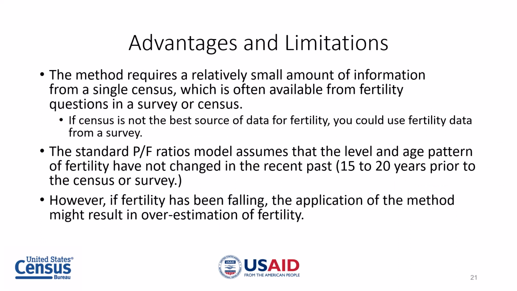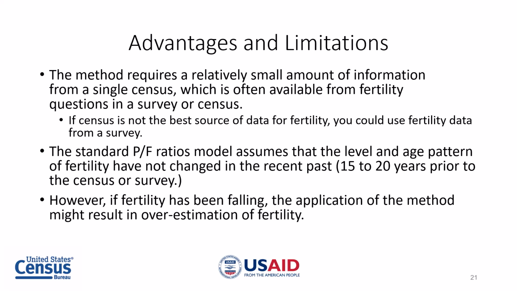To close this episode, let's review the advantages and limitations of the standard PF ratios method. An advantage of the method is that it requires a small amount of information from a single census. For example, tabulations of children ever born by age of women, children born in the last 12 months by age of women, and number of women in reproductive age by 5-year age groups. In addition, you could use fertility data from a demographic and health survey or any other high-quality survey that includes these variables.